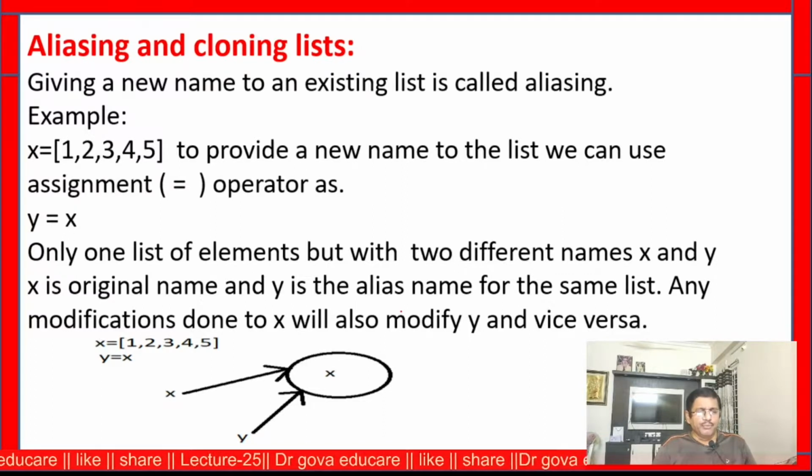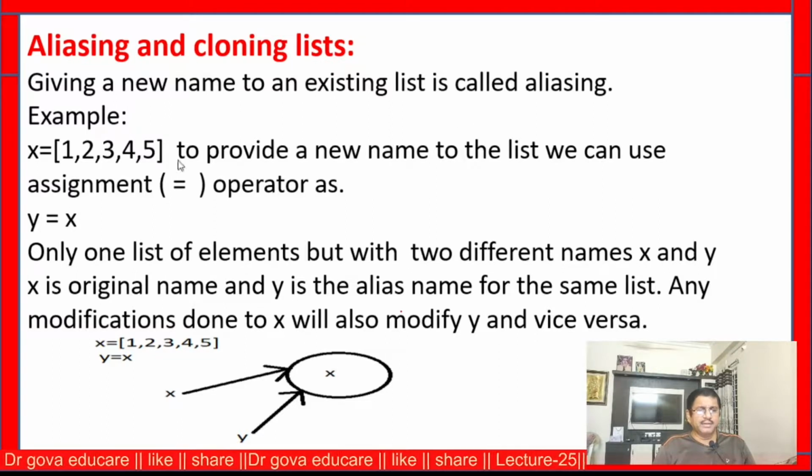For this I am using the assignment operator. Observe here: giving a new name to an existing list is called aliasing. Now the existing person is Ravi, and its nickname is Chintu. Ravi and Chintu are the same, but the name is different.